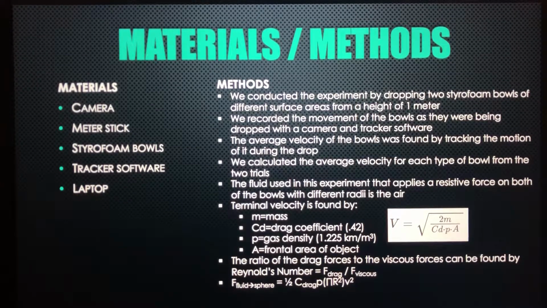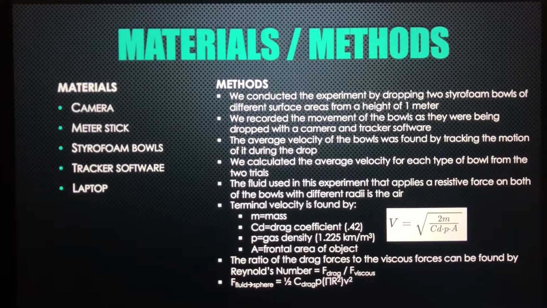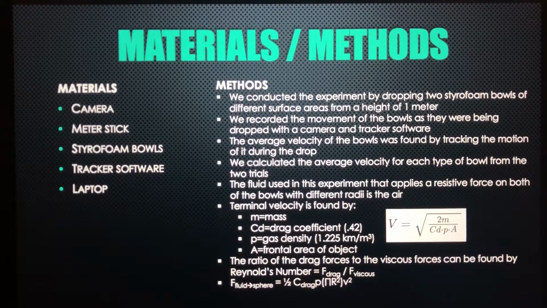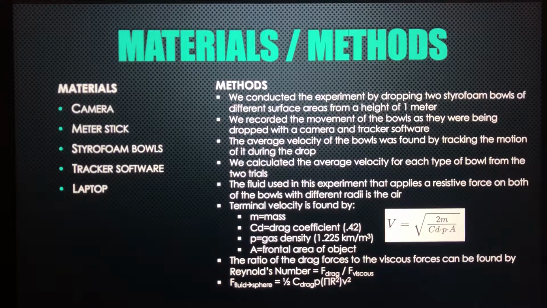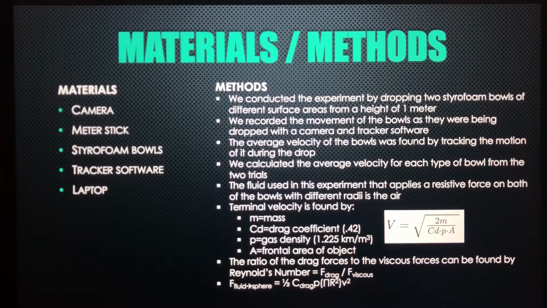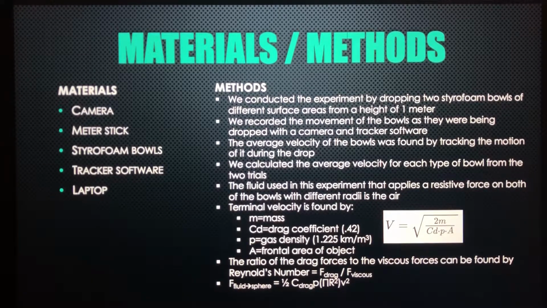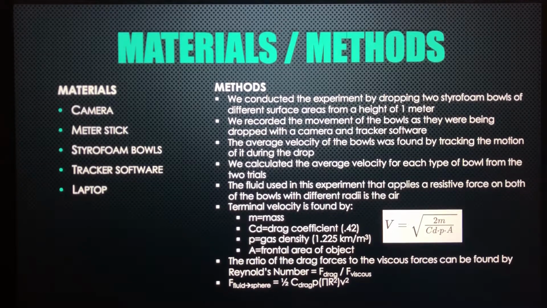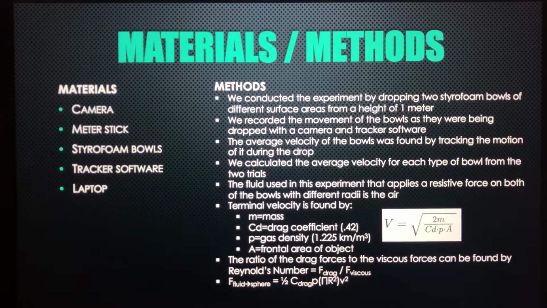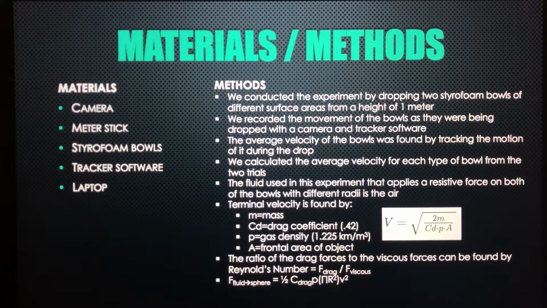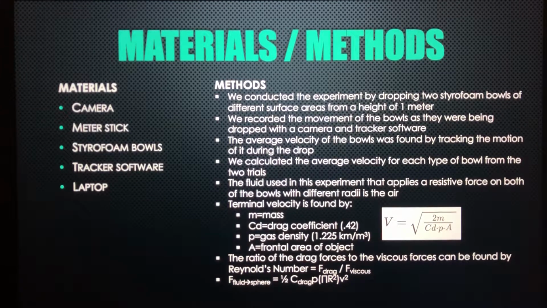The fluid used in this experiment that applies a resistive force on both of the bowls with different radii is air. Terminal velocity is found using the formula given to the right, where m is mass, cd is the drag coefficient, P is the gas density, and A is the frontal area of the object. The ratio of the drag forces to the viscous forces can be found by the Reynolds number. And finally, the drag formula, which is given at the bottom, is directly affected by the surface area, pi r squared in this case, the frontal surface area, and changing the surface area would in turn change the drag on the object.